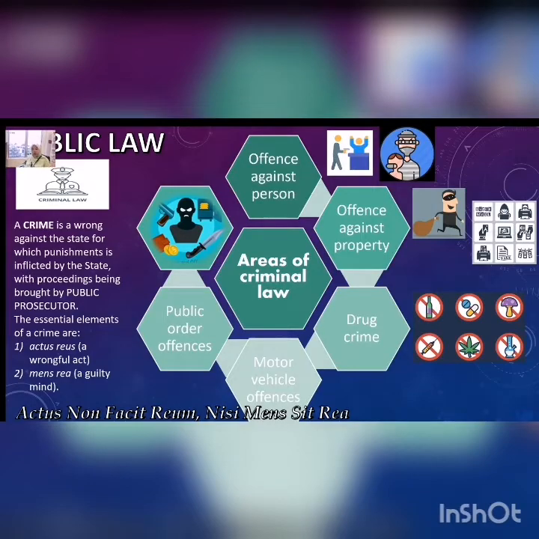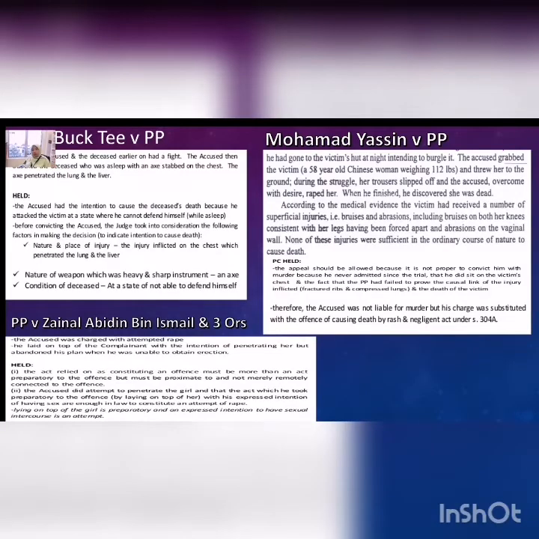Okay, we can see in the case of Muhammad Yassin, here he and his friend had gone to the victim's hut. He wanted to burgle the house. At that house there is a victim, a 50-year-old Chinese, a grandmother. In the house, the grandmother knew that Yassin had come to her house, so she wanted to fight back.